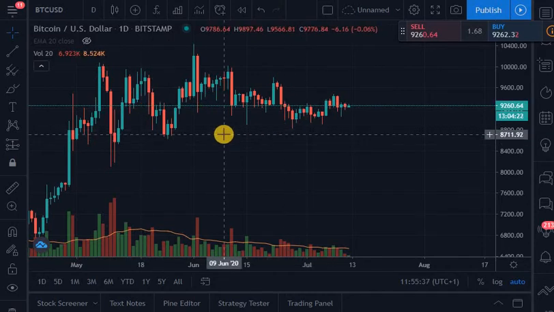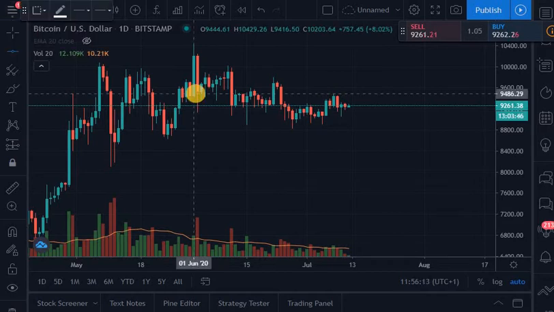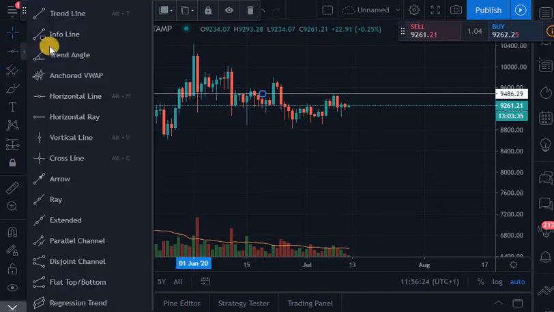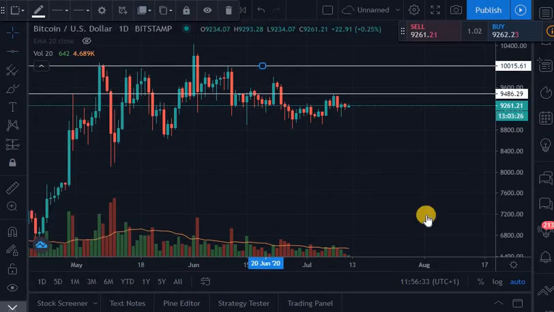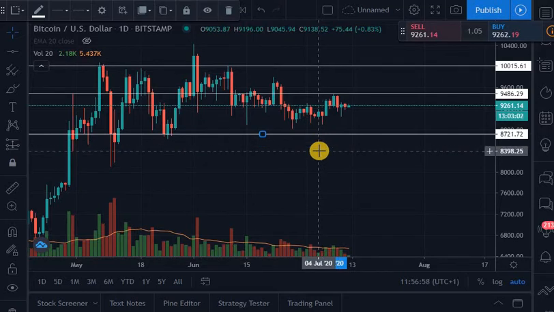First of all, let me point out some resistance and support in the price chart. This is the first resistance above the current price right now. The second resistance that you should take note of when trading is this. Now let's go to the support. This should be the first support you should take note of, and the second support should be around here.